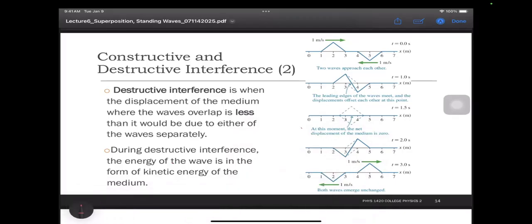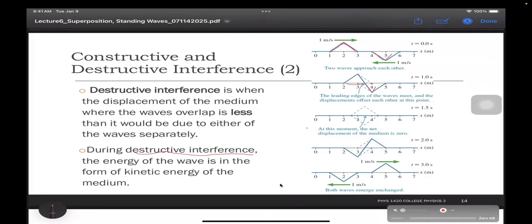Yeah, this is one wave. This is the other. You can see their displacement is opposite. One is positive, the other is negative, which means when they meet each other, they add with each other, but one is positive and the other is negative, which means the total is less than separately. Does it make sense to you?